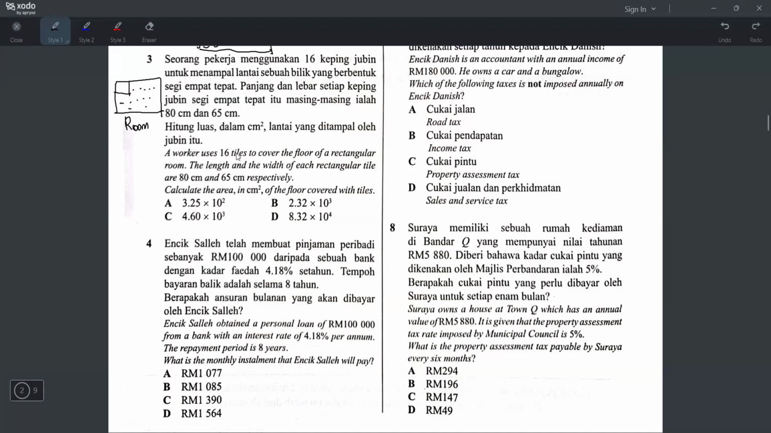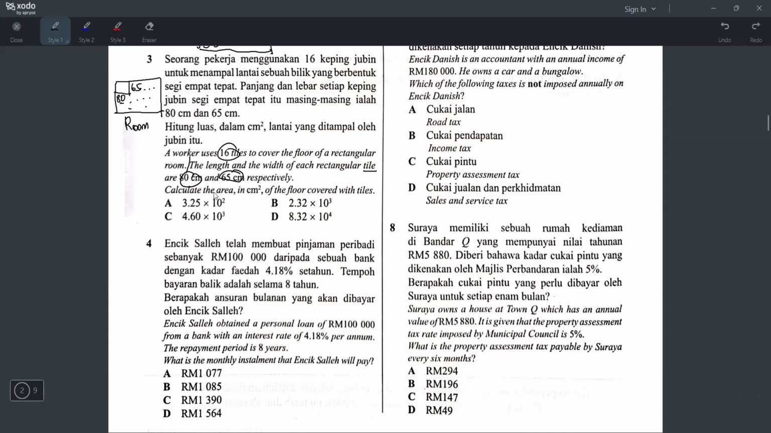And then it says the length and the width of the rectangular tile is 80 cm and 65. So this 80 cm and 65 is not the length and width of the room. It is not for the room, it is for the tile. So I will draw it: this tile, its length is 80 cm. I will write 80 here. And then the width is 65.